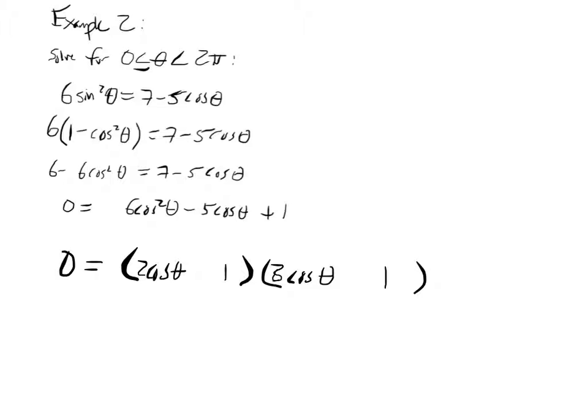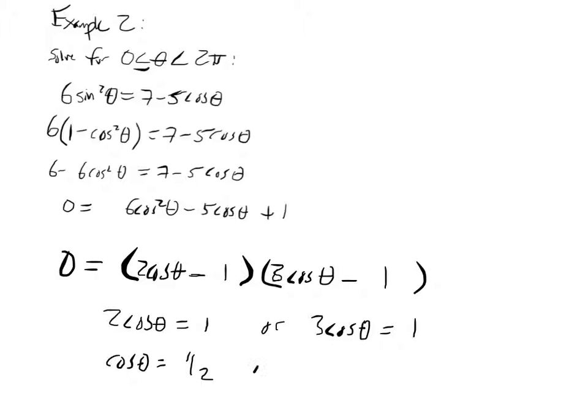I know I'm supposed to get a plus at the end, so it's got to be minus minus. So negative 3, negative 2 is negative 5, negative 5 cosine theta, that looks good. 2 times 3 is 6, 6 cosine squared theta, that all looks good. So then therefore 2 cosine theta equals 1, or 3 cosine theta equals 1. Cosine theta equals 1/2, or cosine theta equals 1/3.